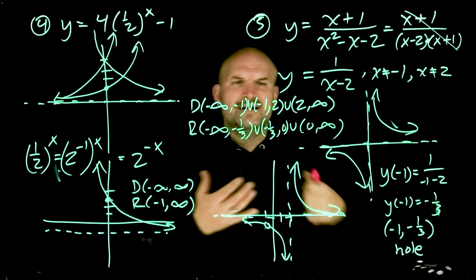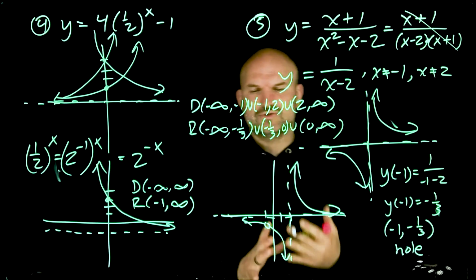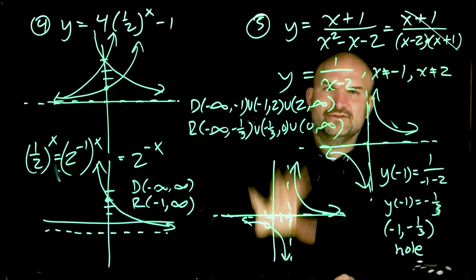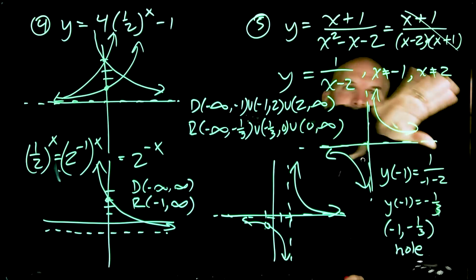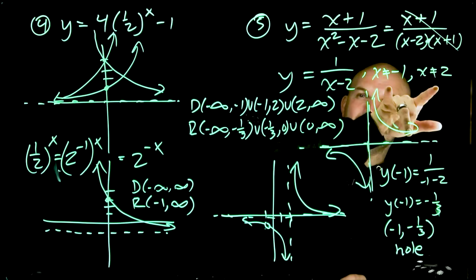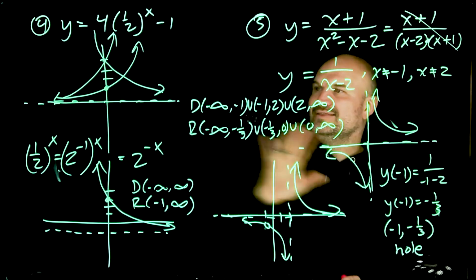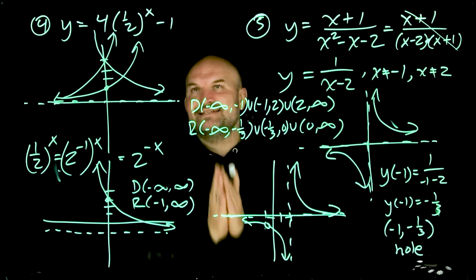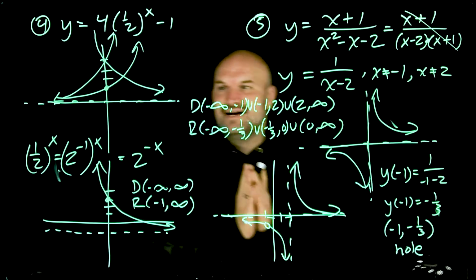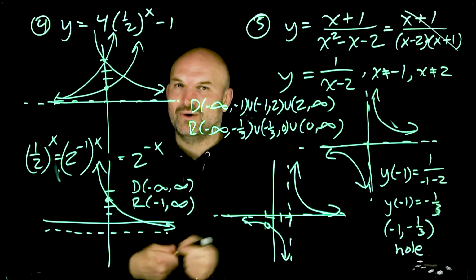The common mistake that students will make is they'll forget what the hole is. They'll just go off of the asymptotes. They might do the domain correctly, but they'll forget that there's a hole and there's no y value. So there you go, ladies and gentlemen. These are the top 5 domain and range problems I see students make. I hope you are not one of them.